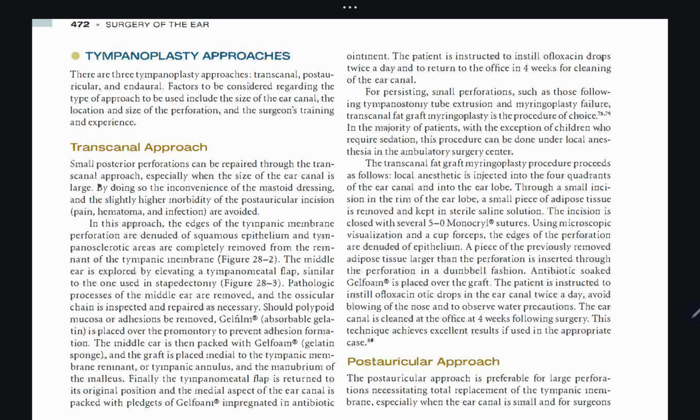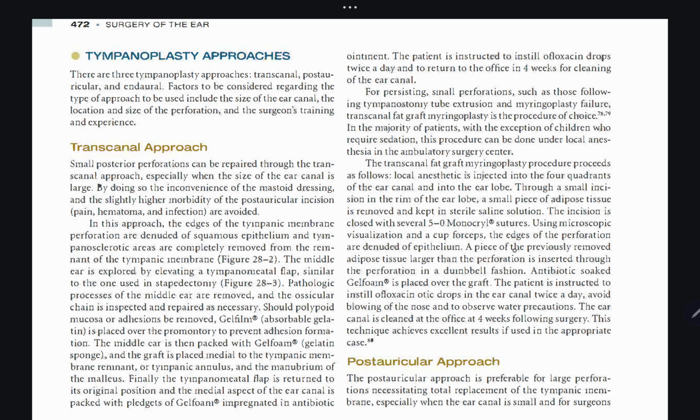Local anesthetic is injected into the four quadrants of the ear canal and into the earlobe. Through a small incision in the rim of the earlobe, a small piece of adipose tissue is removed and kept in sterile saline solution. The incision is closed with several 5-0 monocryl sutures. Using microscopic visualization and a cup forceps, the edges of the perforation are denuded of epithelium. A piece of the previously removed adipose tissue larger than the perforation is inserted through the perforation in a dumbbell fashion. Antibiotic-soaked gelfoam is placed over the graft.